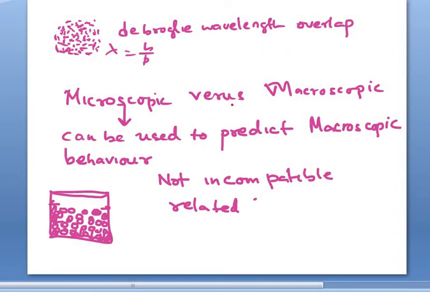Now here comes the microscopic versus macroscopic. Are microscopic and macroscopic actually opposite to each other? No. Whenever we define two things, one on a microscopic scale and another on a larger scale, it doesn't mean they are totally opposite to each other. They are not incompatible. Microscopic behavior is actually used to predict macroscopic behavior. So they are not incompatible, they are related.